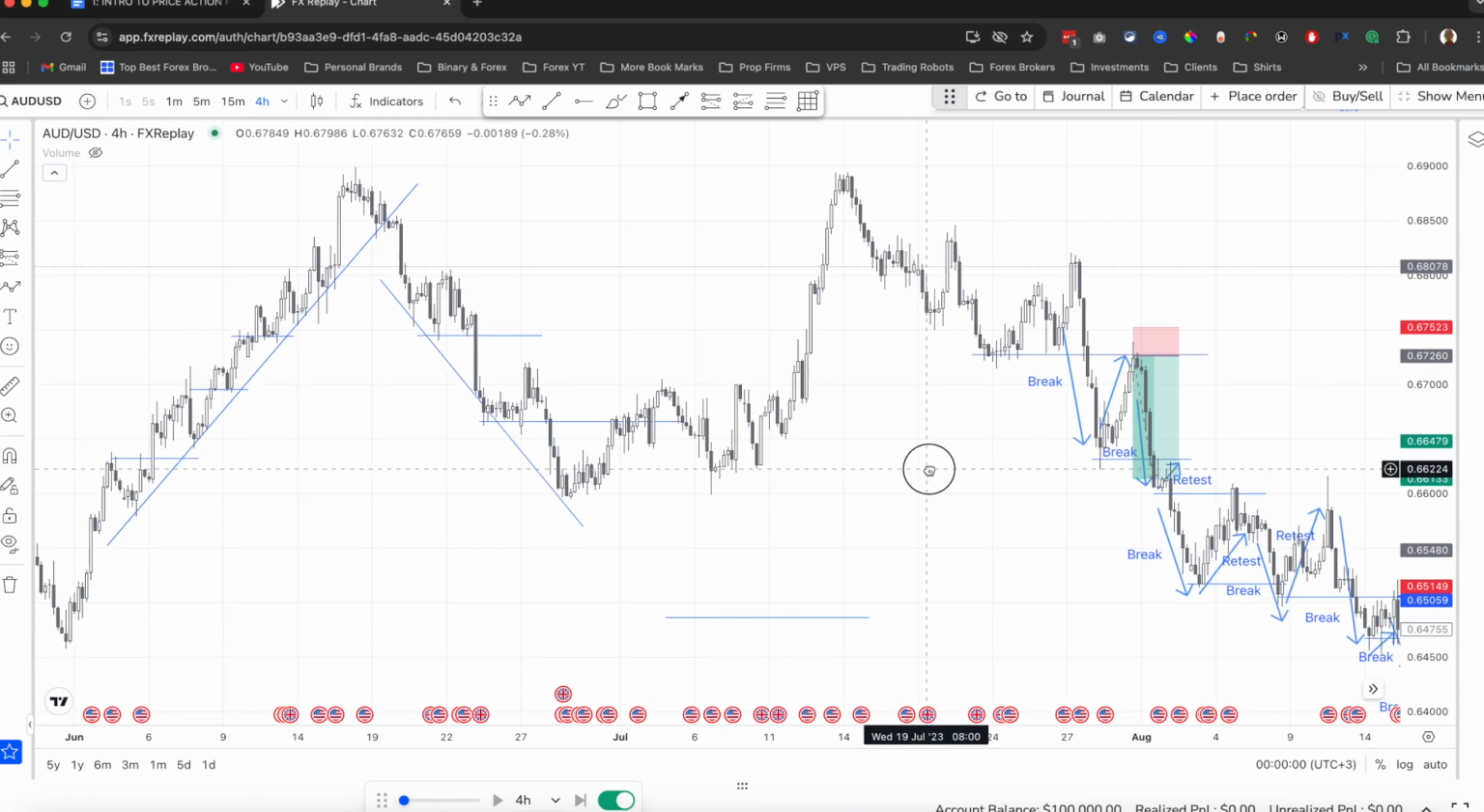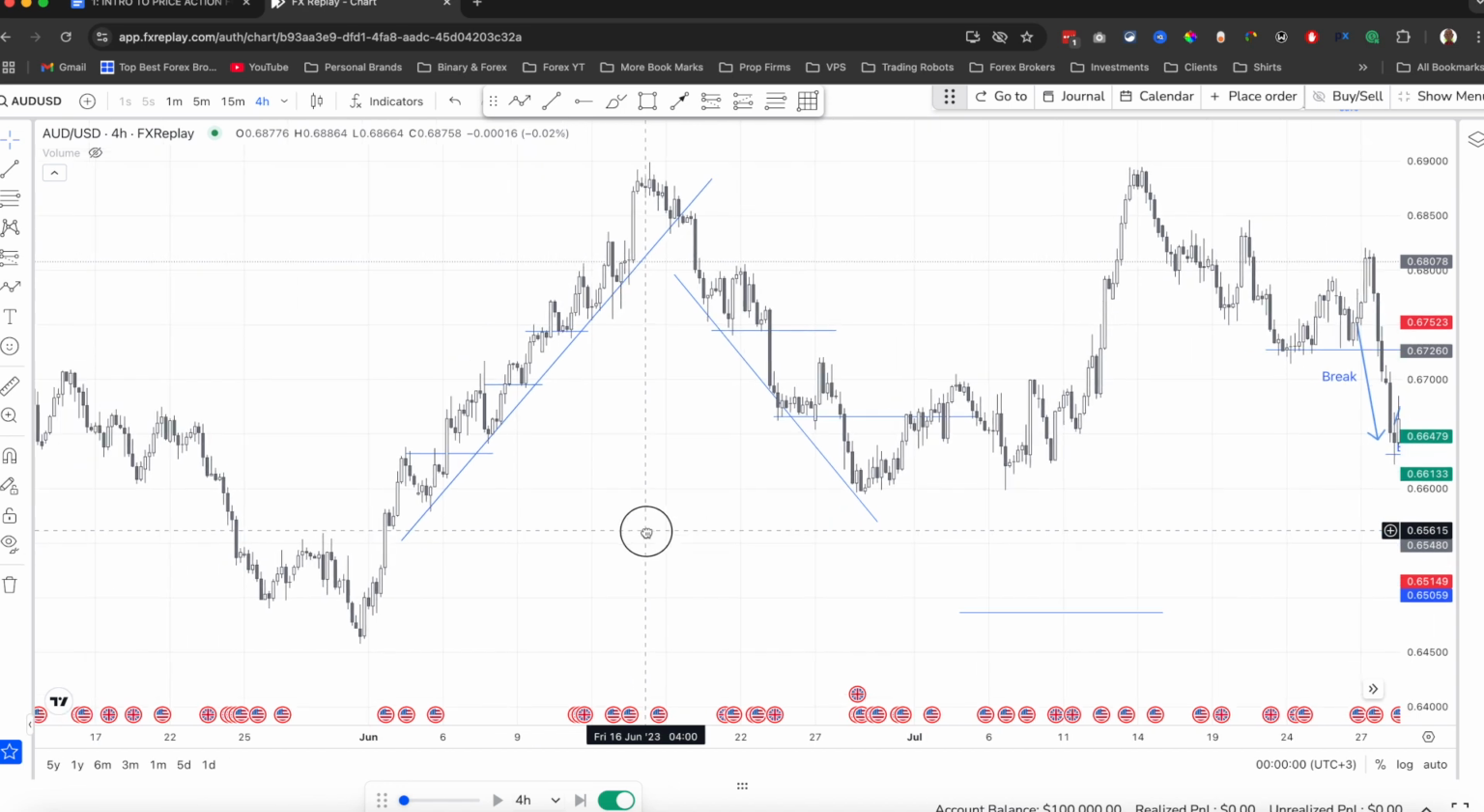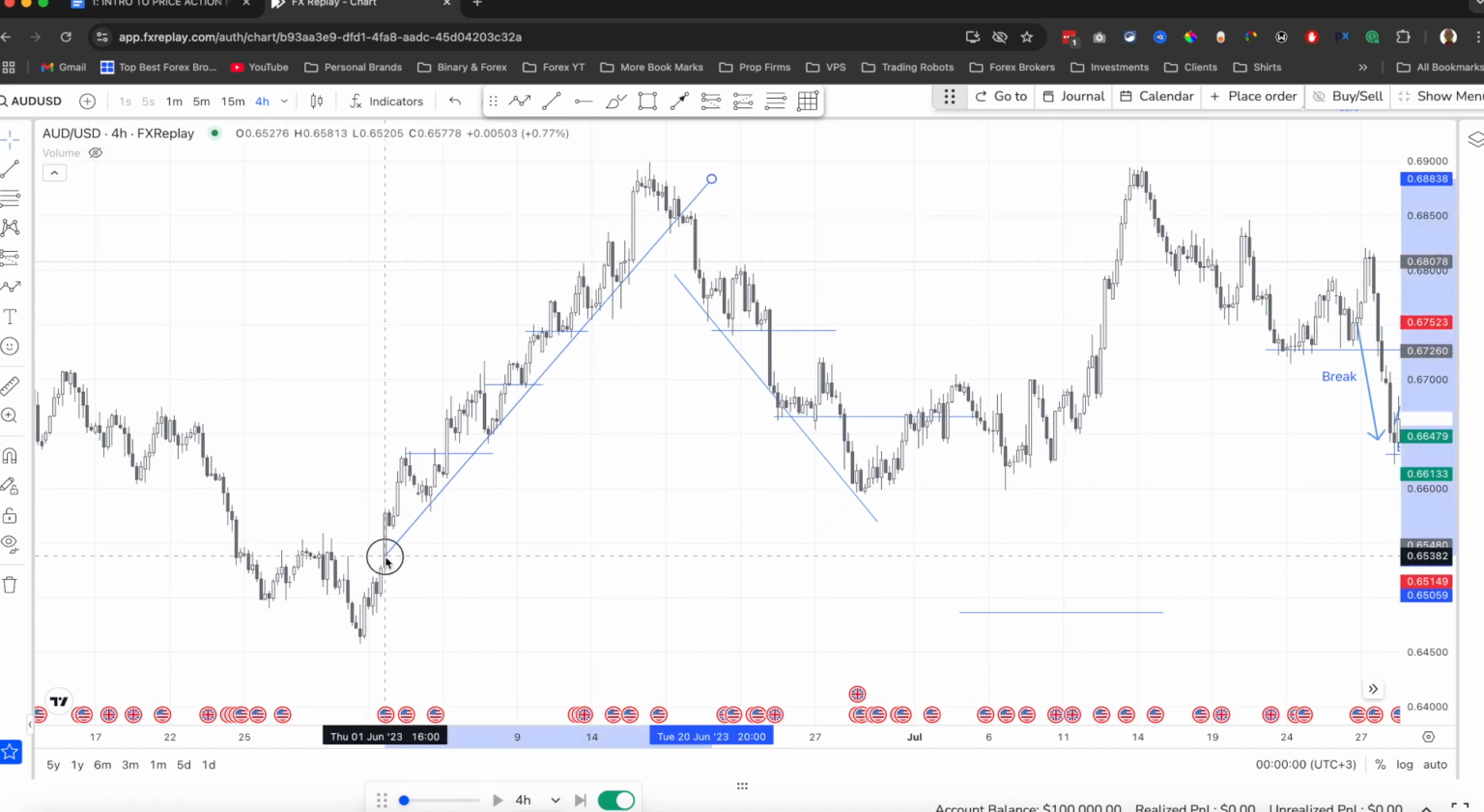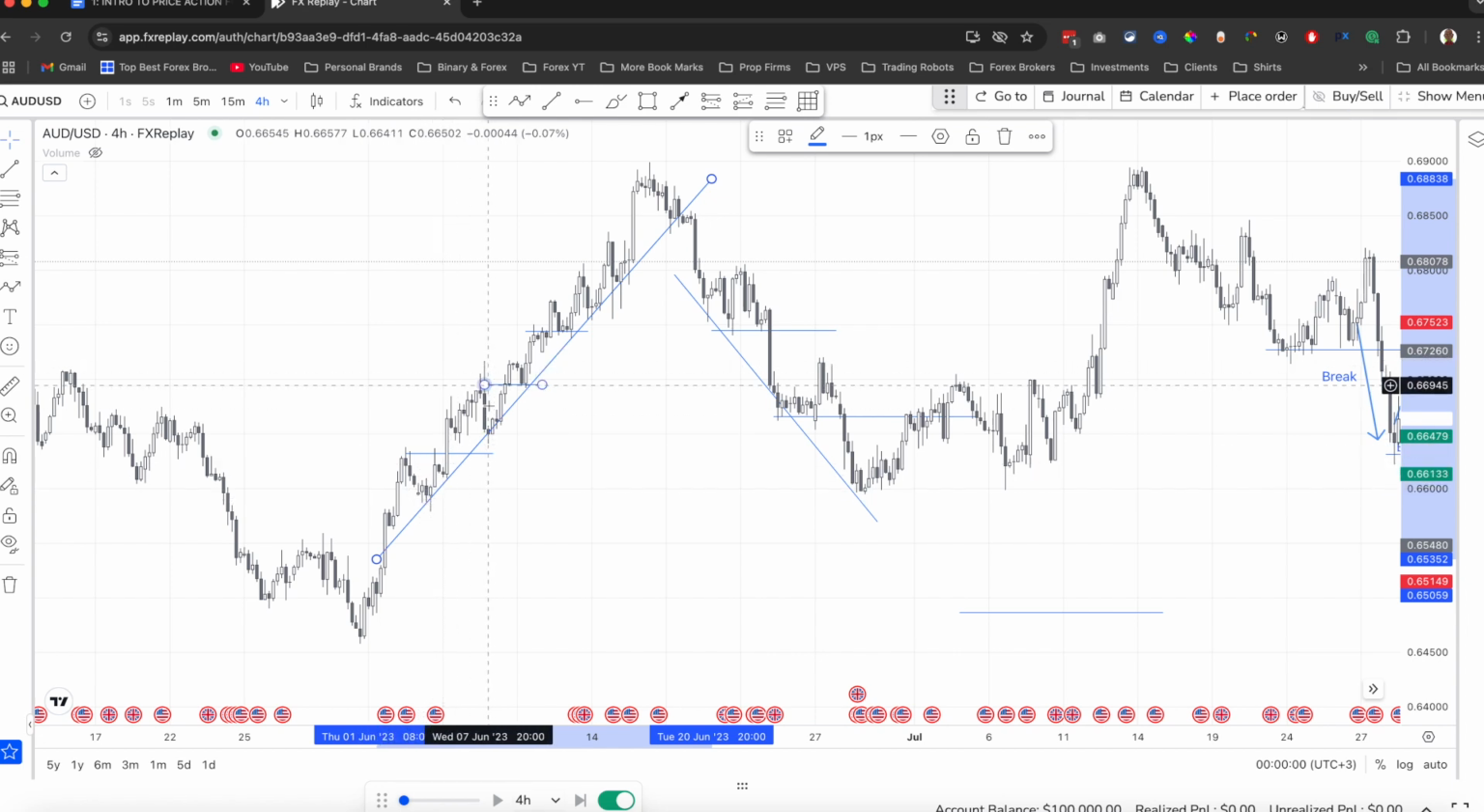There are some patterns that I'm going to show you that you can use to trade the break and retest, and the first one is the trend line. So as you can see, this is our trend line here, right? A trend line, when the price touches the trend line at least twice, then that is the best trend line to follow.